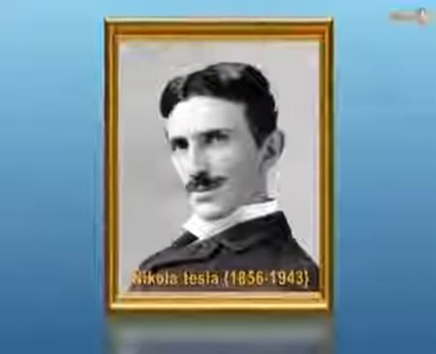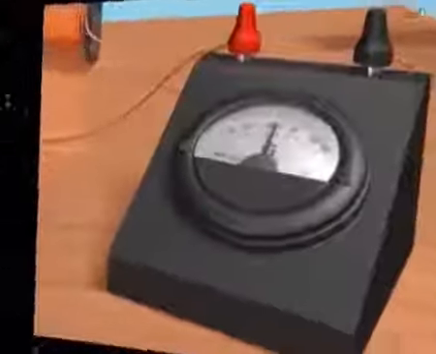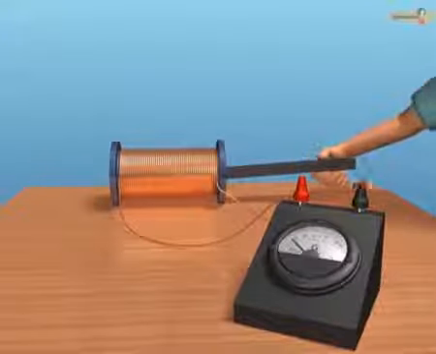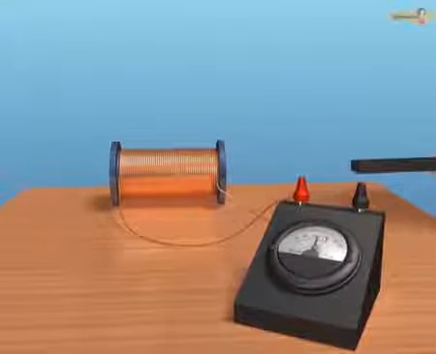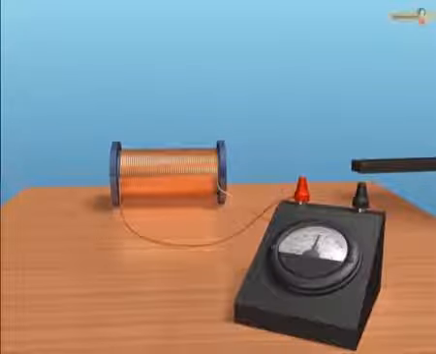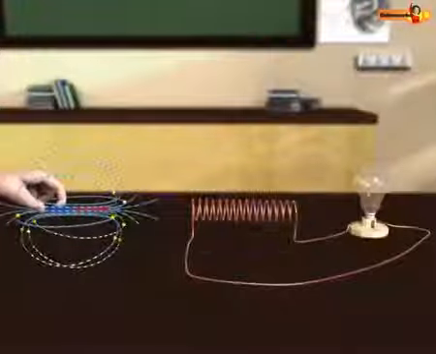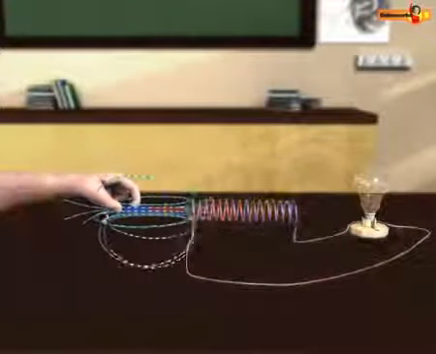Working of an AC generator is based on the principle of electromagnetic induction. According to this principle, a change in flux linked to a coil induces an electric current in the coil. The direction of the induced current in the coil can be given by Fleming's right-hand rule. Lenz's law can also be used to find the direction of current in the coil.